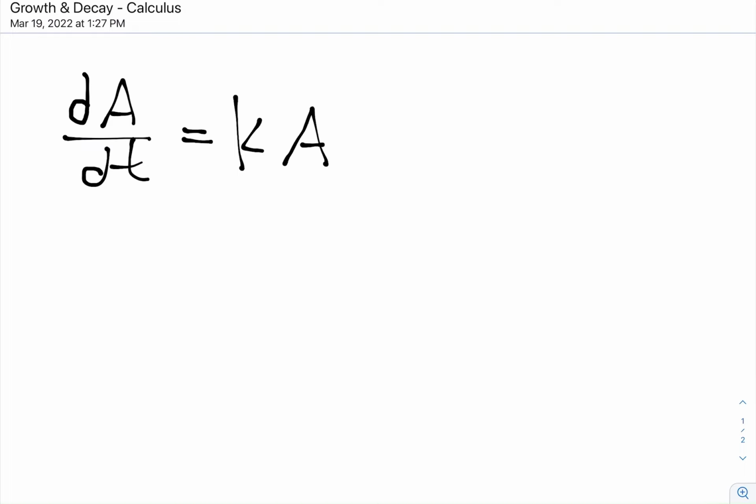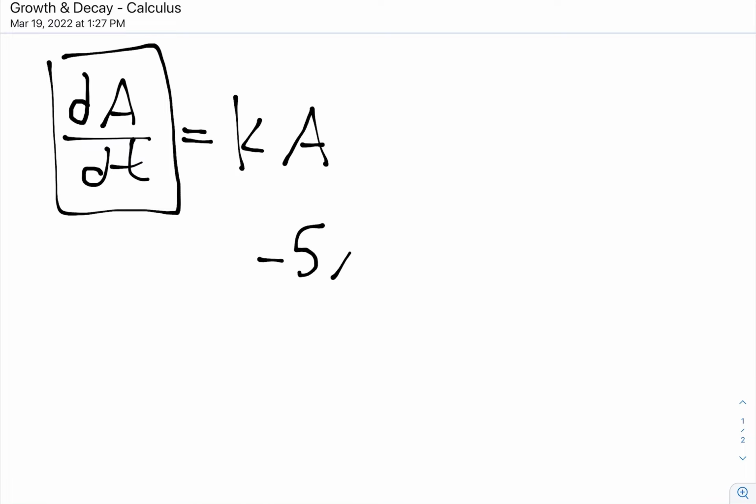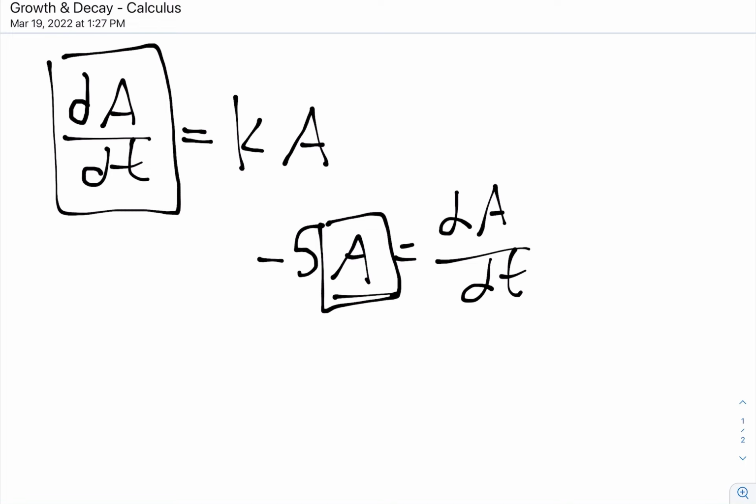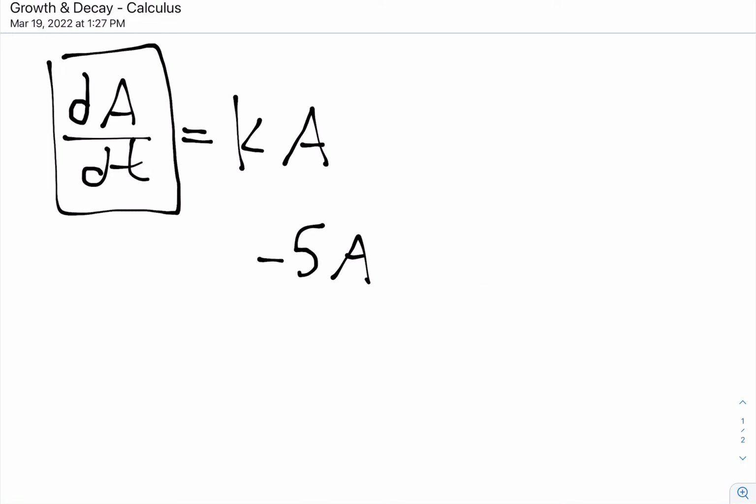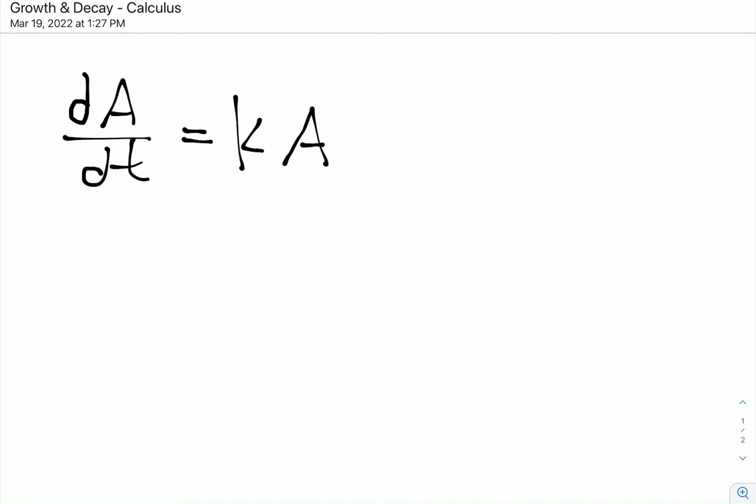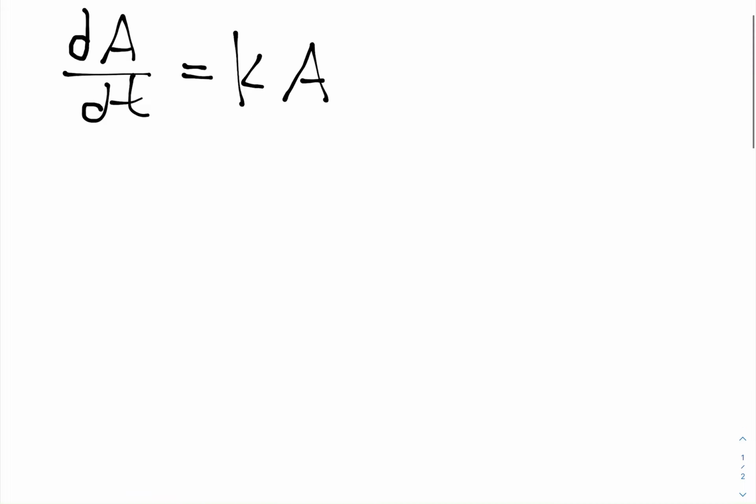If k is, let's say, negative, that means this rate here would be negative. If k was negative 5, say, this would be negative 5A, and this equals dA by dt. This is negative 5 times the population. So as the population increases, the rate actually decreases, right? So how can we use this to figure out actual quantities of population? Well, we use integrals for that.